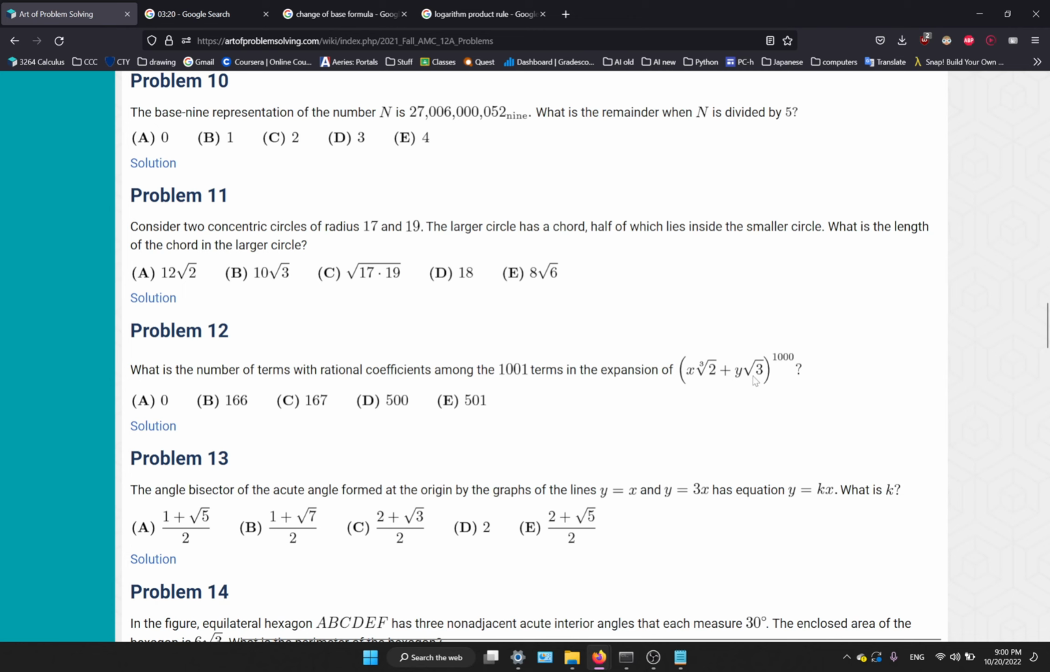We know that for square root of 3 to be rational, it has to be raised to some even power. And then we know for this, it has to be to some multiple of 3. So they're asking how many times does this happen to the 1000. Why did they have to do this? That is evil. That is so evil.